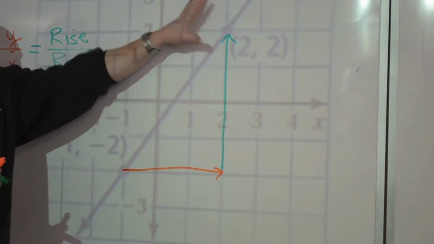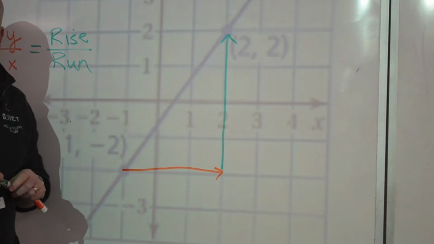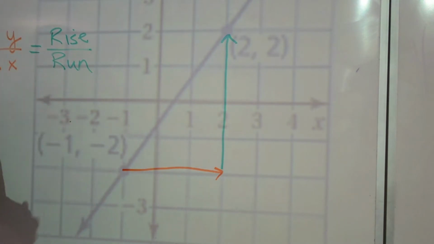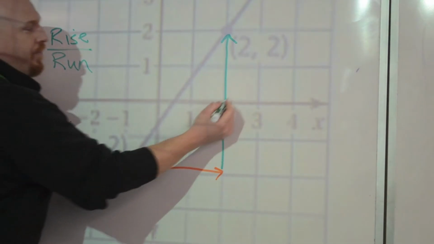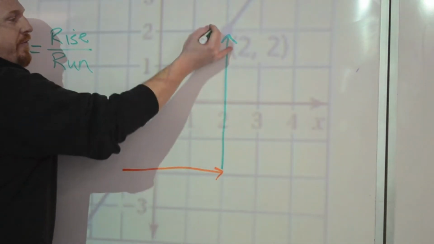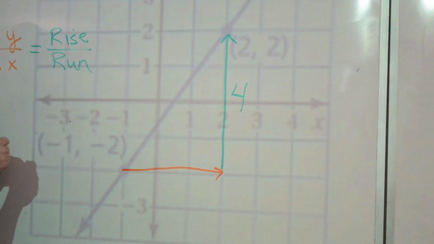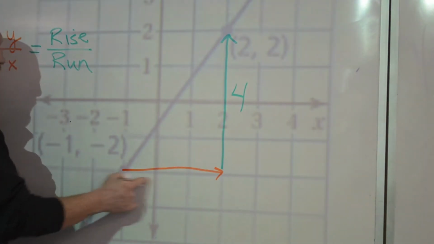And then we can see we've got this triangle, the kind of things that we were working on the other day. And then I just have to find the values of those changes. And so for my rise here, we've changed 1, 2, 3, 4. And for the run, we changed 1, 2, 3.